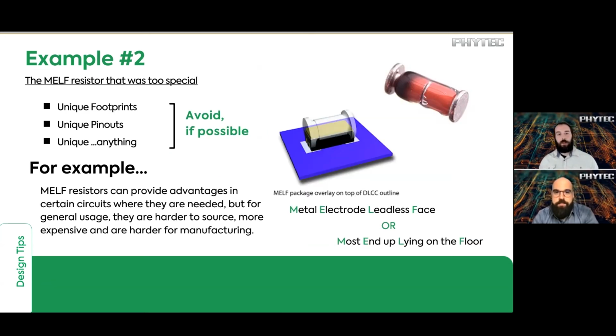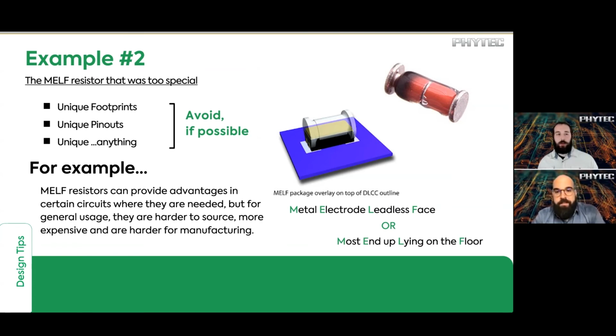So a second example is the MELF resistor, known as the metal electrode leadless face, or as manufacturing likes to call it, most end up lying on the floor. Which is based on the reason that it's a round shape of resistor. And basically what happens if you put something round on a flat surface, it rolls away. So from a design for manufacturing standpoint, you really don't want to do that.